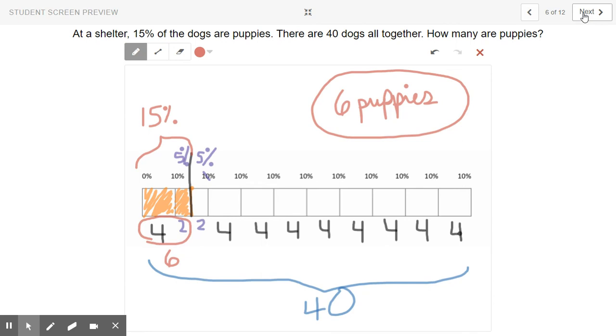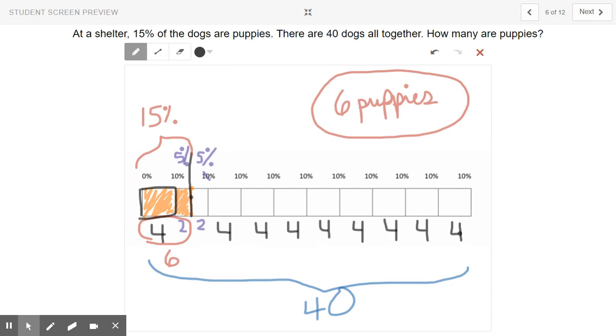At a shelter, 15% of the dogs are puppies. There are 40 dogs altogether. So if the whole thing is out of 40, then each box represents 4. Now this question's a little different than the others because the percent is 15%. So what I first did is I shaded 10%. Now to shade 15%, I had to shade 5 more, so that's half of the next box.